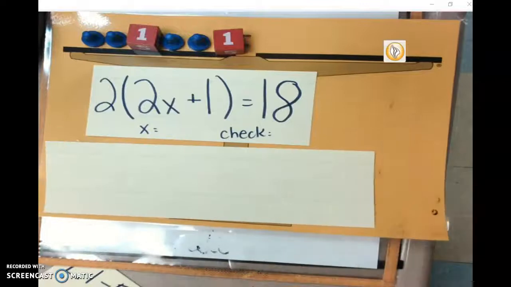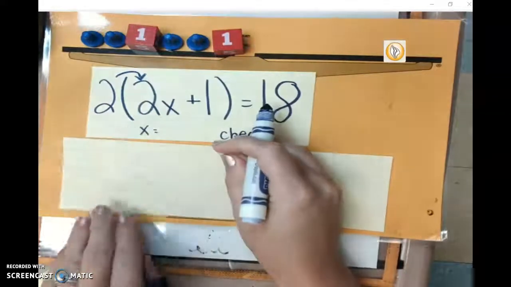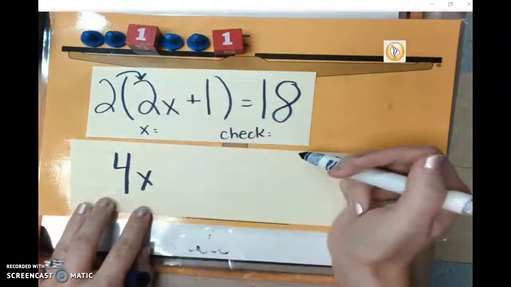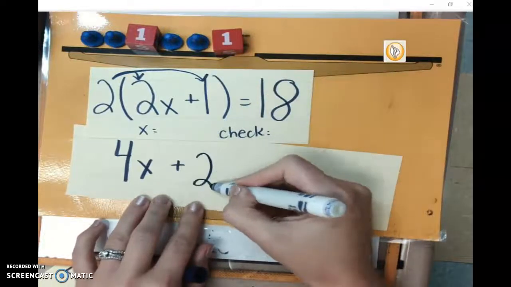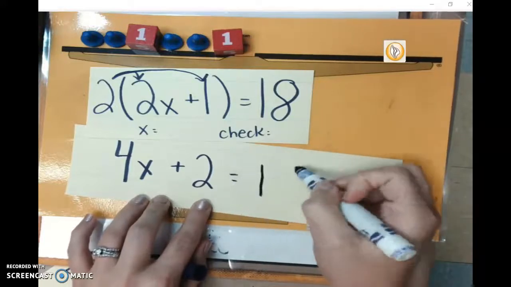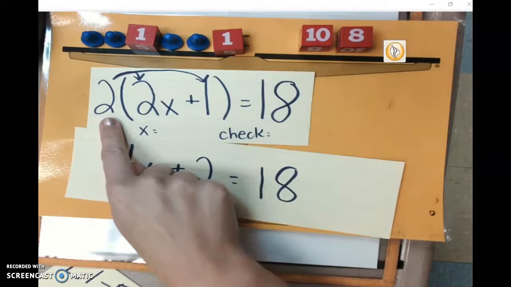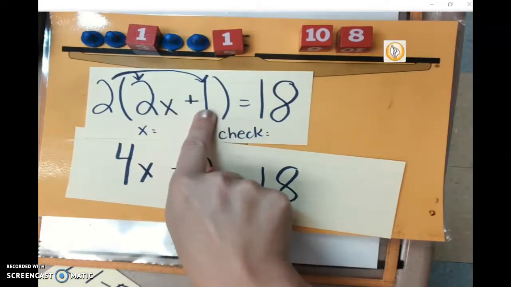So we can kind of think of this as 2 times 2x, which would be 4x, which is what we see when we display it, and 2 times our value, which would be 2, which we also see on our balance scale, is going to equal 18. So again, the number on the outside of the parentheses tells us how many times we need to multiply what is in parentheses, both the variable and the value.